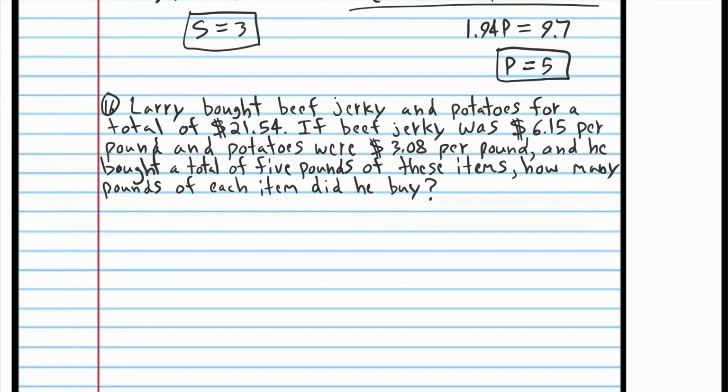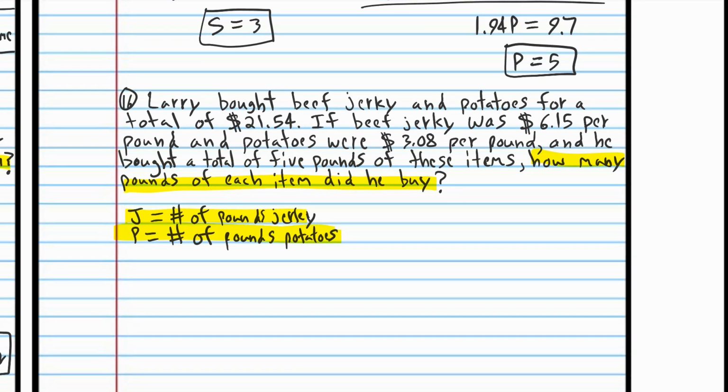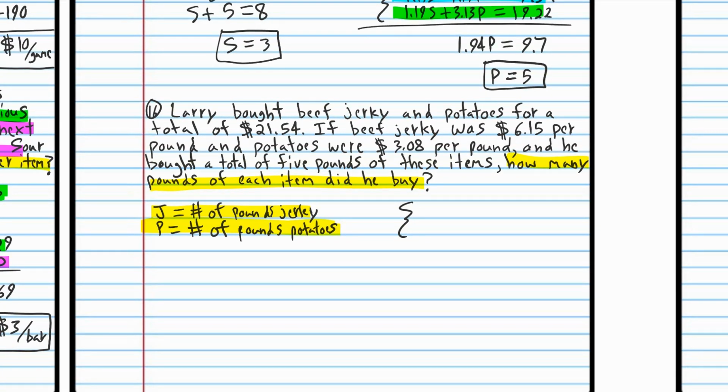All right, we're back. So J is number of pounds jerky, and P is number of pounds potatoes. And now we can generate our system of equations. So let's look for the easy equation first. He bought a total of 5 pounds of these items. So the number of pounds of jerky plus the number of pounds of potatoes should be 5. That's the easy equation.